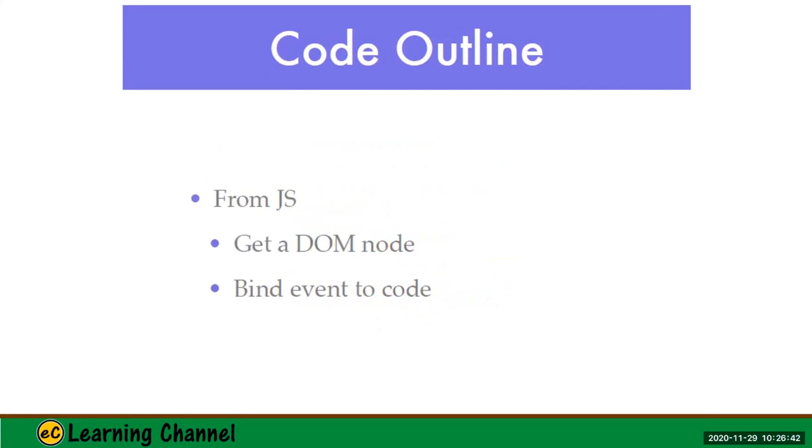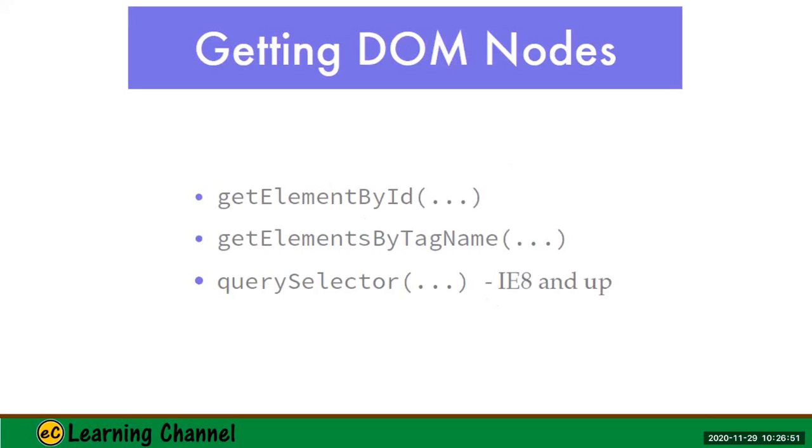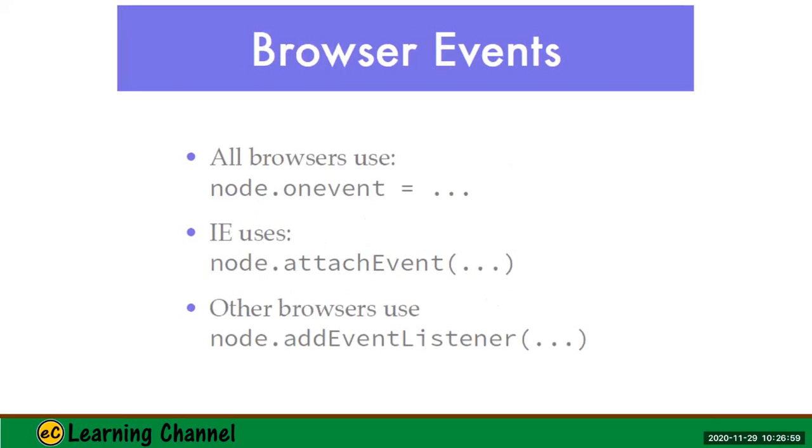Okay, we can do that. So from JavaScript, you need to get a node and then bind the event to the node. Okay. So you have getElementById, getElementsByTagName, or you can use querySelector. Okay, you can use querySelector, and you can do on-event. On-event means onclick, ontouch, on whatever you can use it. Okay, and you can also do addEventListener. That's the third way we can do it.